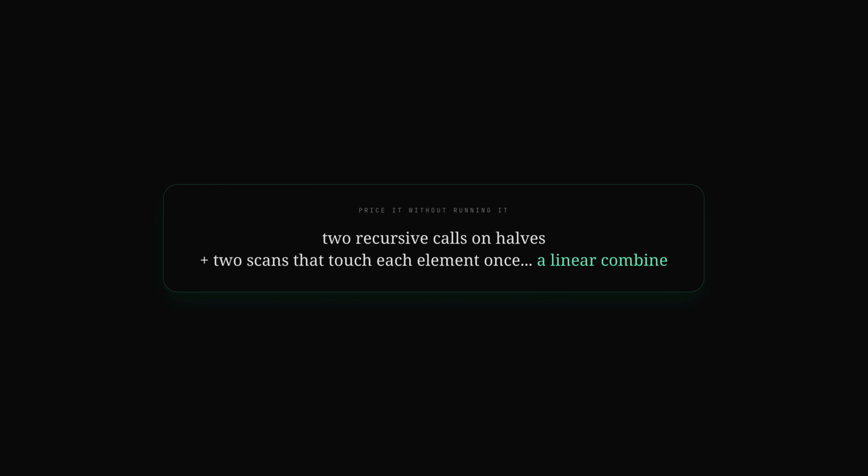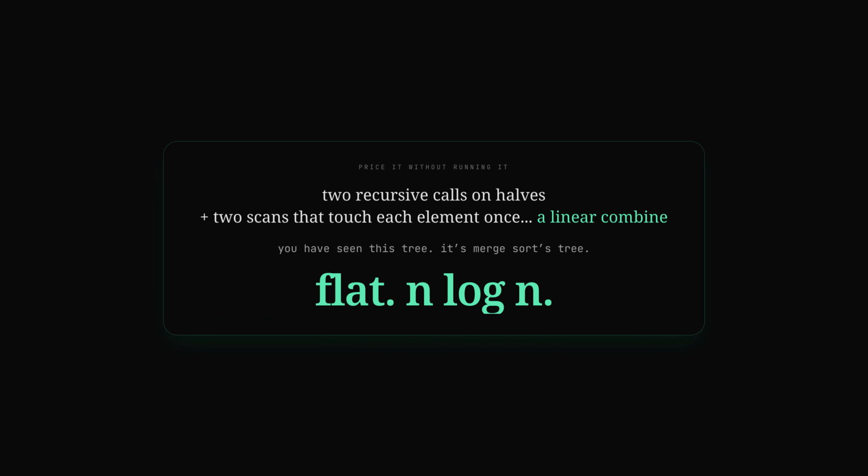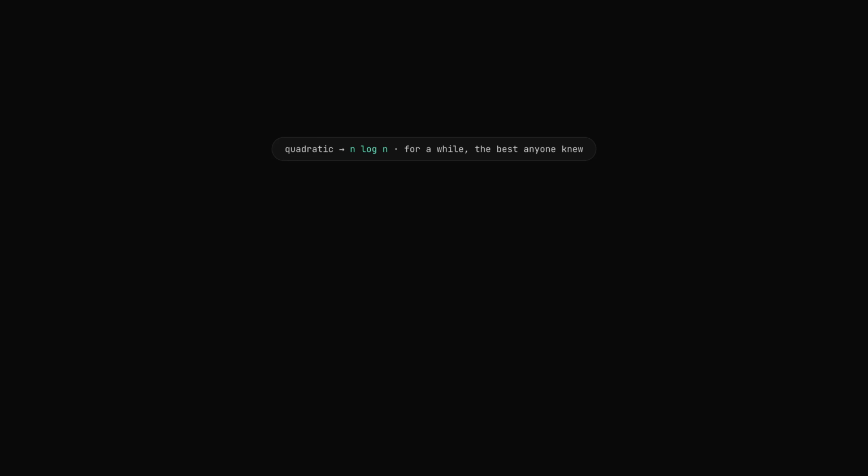Now price the whole thing without running it. 2 recursive calls on halves, and the 2 scans together touch each element once. A linear combine. You have seen this tree. It's merge sort's tree. Flat, n log n. So divide and conquer just turned a quadratic problem into n log n. And for a while, that was the best anyone knew.